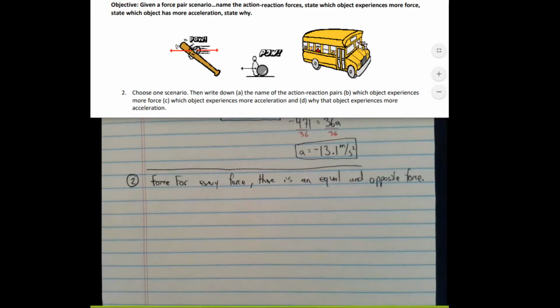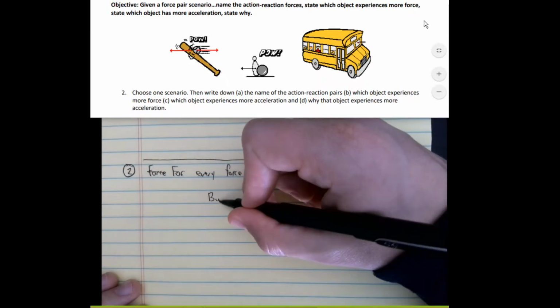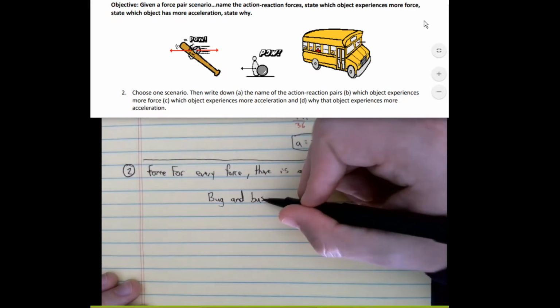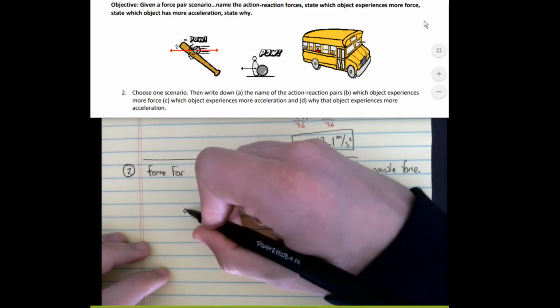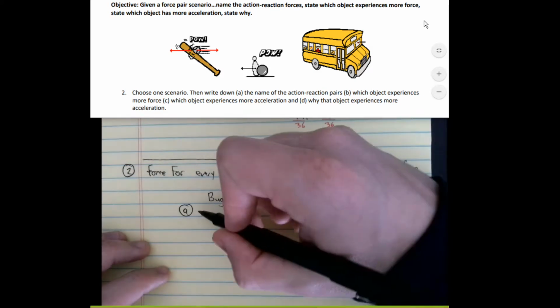Bus pushes bug, and even though it doesn't seem like it, the bug is also pushing the bus. I think this is a good example because it's an extreme case. So this is the one we'll write down, but I think the other two are pretty similar. So I'll do A, B, and C for the bug and the bus. It says, write down the name of the action-reaction pairs, and that's what I just did.